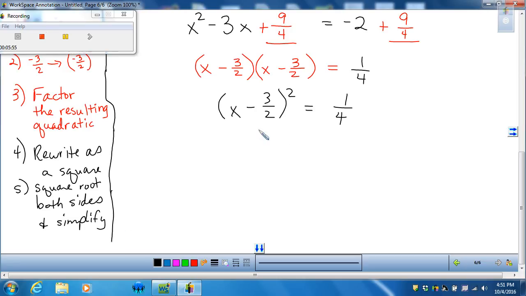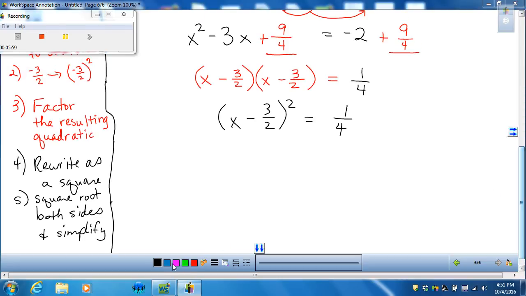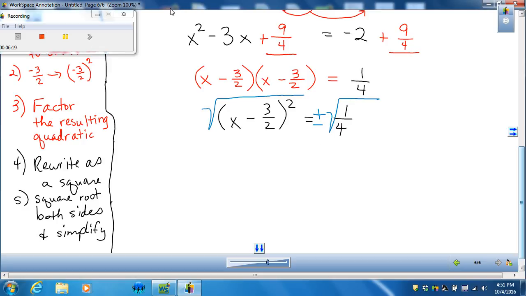So when I square root both sides, remember, if you put a square root into the problem, you have to do both the positive and the negative. So when I put this square root in here, make sure that you get that plus or minus right there. That's very important. That's where your 2 answers are going to come from. So be sure to put the plus and minus.